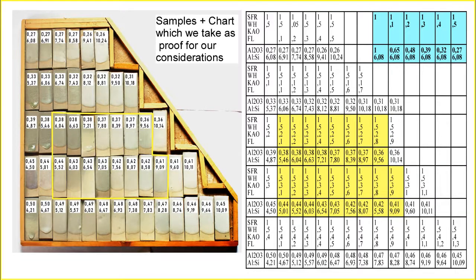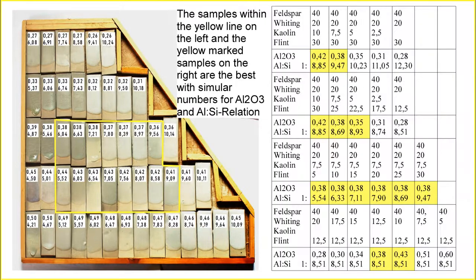Here you can see the samples which we take as proof for our considerations with their original chart. And you can see that there is always 50% of whiting added to the feldspar. Here we have the 50 samples from the other experiment on the left, and the chart for the LEACH recipe on the right. The samples within the yellow line on the left and the yellow marked samples on the right are the best, with similar numbers for alumina and alumina-silica relation.